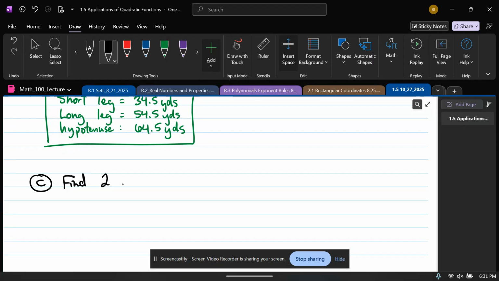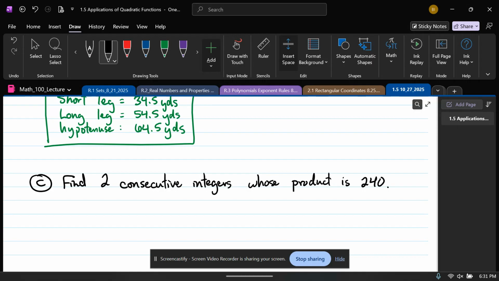Find two consecutive integers whose product is 240. Two consecutive integers whose product is 240.